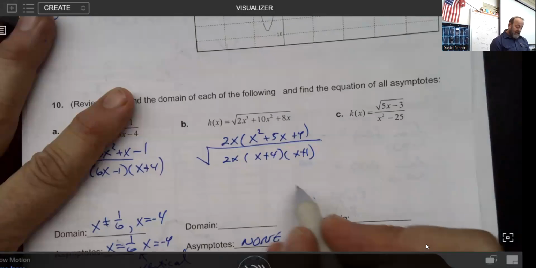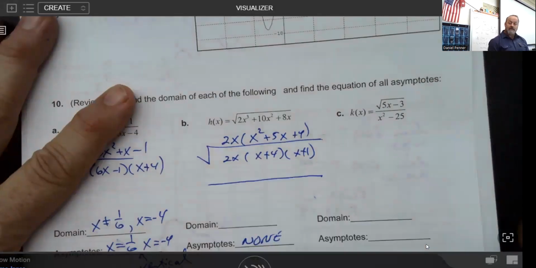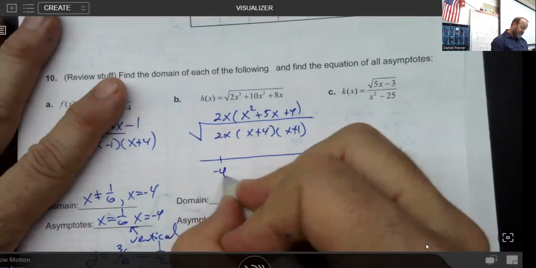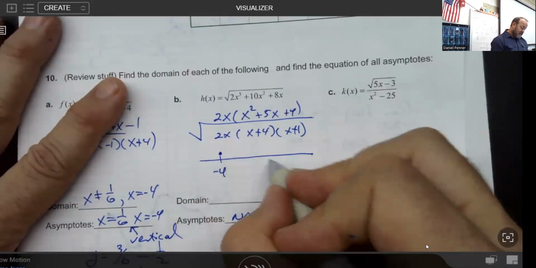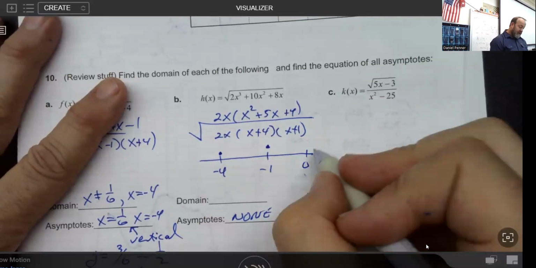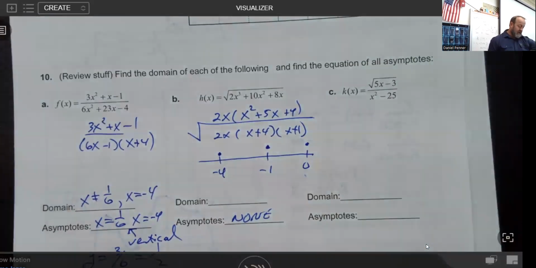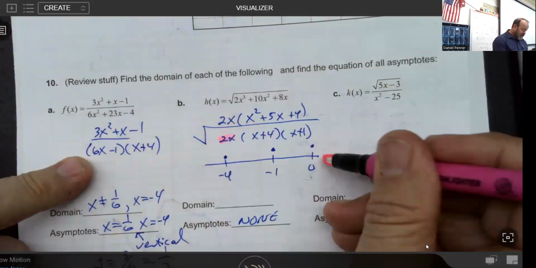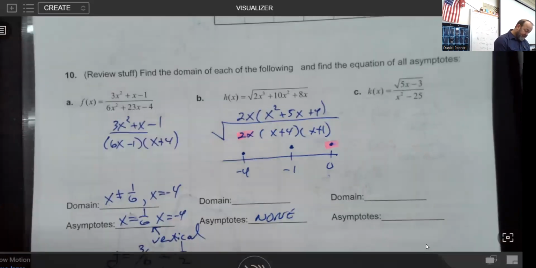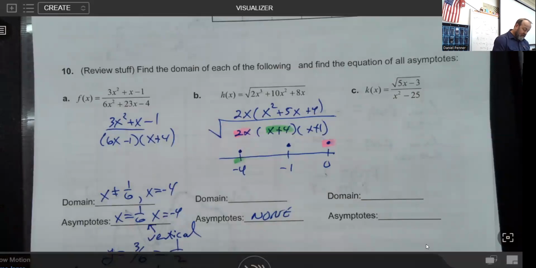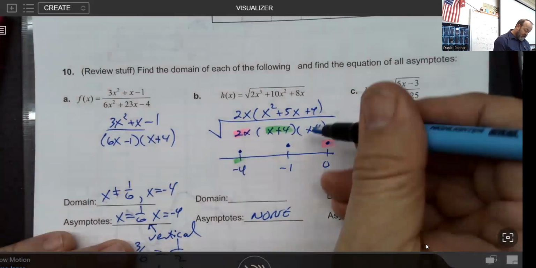Personally, I like to make a little sign chart, a plus and minus chart, and I know that my roots are at -4, -1, and 0. Just making sure everybody gets that: there's a root here at 0, there's a root here at -4, and there's one more root here in the middle at -1.